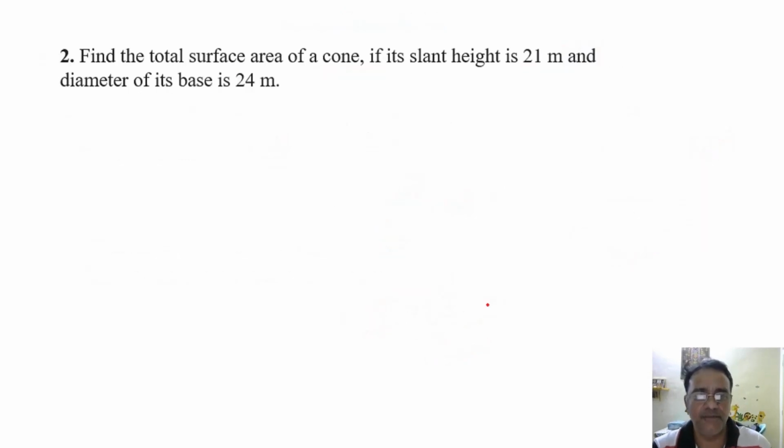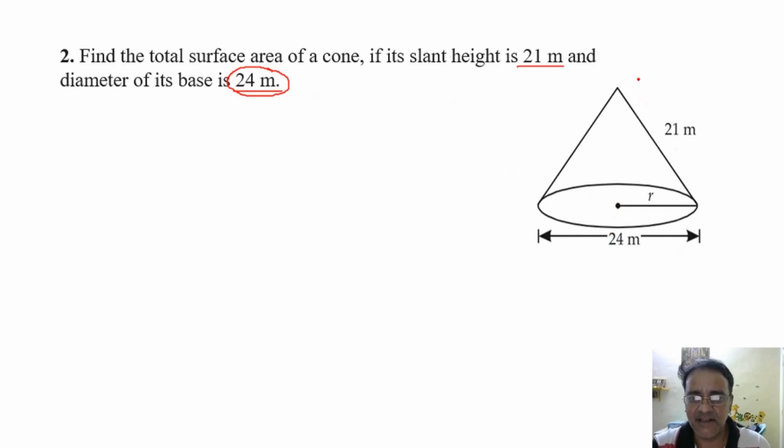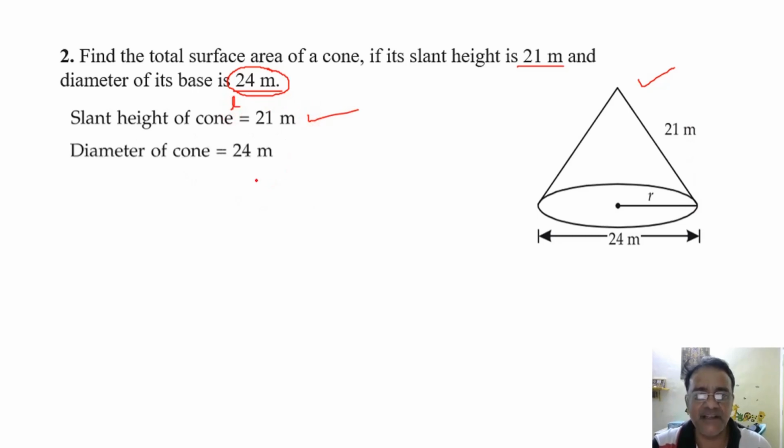Now second question. Find the total surface area of a cone if its slant height is given as 21 meter and the diameter of its base is given as 24 meter. What is the formula of total surface area? Pi r into r plus l. So every term is given. In fact, diameter is given, but we need to find the radius. Okay, this is the rough diagram. Rough diagram is not mandatory. Slant height is 21 meter, this is L, and diameter is 24 meter. So what is the radius? 12 meter. Right, radius is 12 meter.